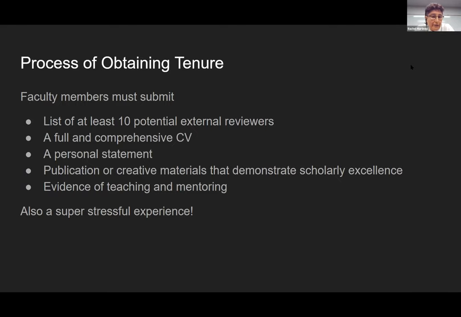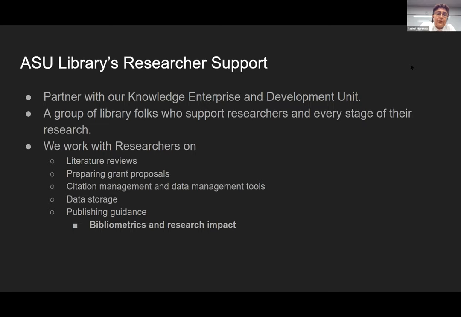Sometimes that's not super straightforward and that adds to the stress. So here at ASU, we have the library's researcher support team. We partner with our knowledge enterprise and development unit here at ASU, and that is the researcher support for the entire university.